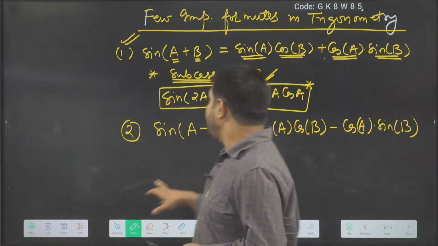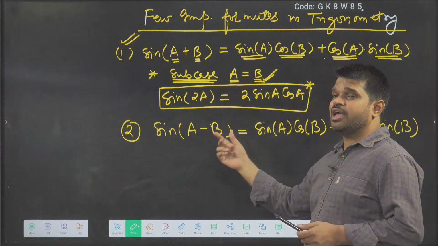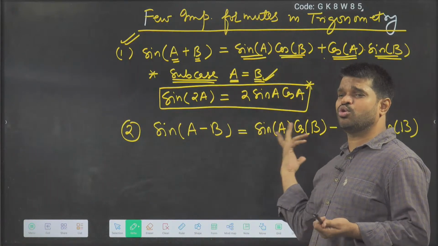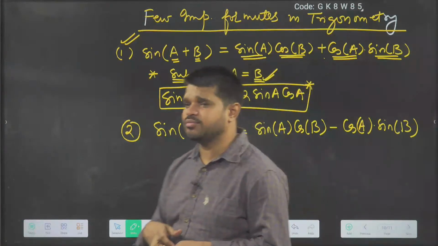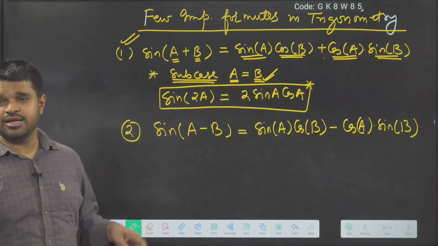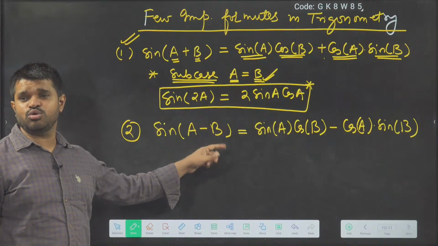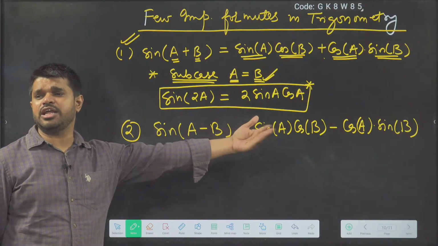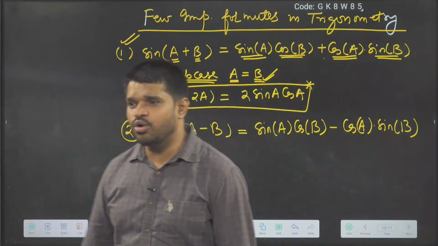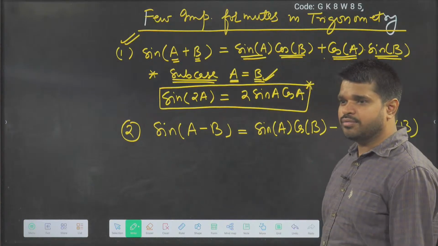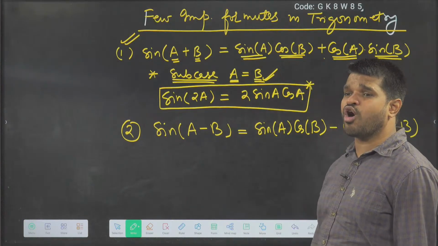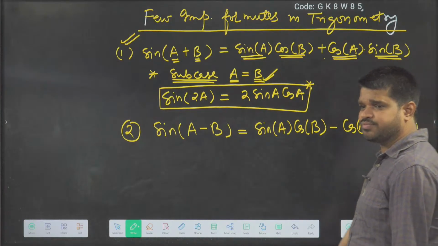Acha, here, if A equals B, you will get 0. Sine 0 is 0, na? Why do you need the formula? Someone is saying, here if I take A and B equal, A minus A is 0, sine 0 will be 0. The formula will tell you the same thing. Okay? Now we will do the formula of cos. So copy it fast.